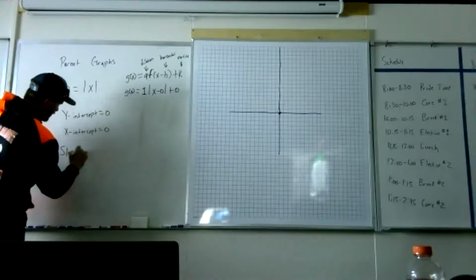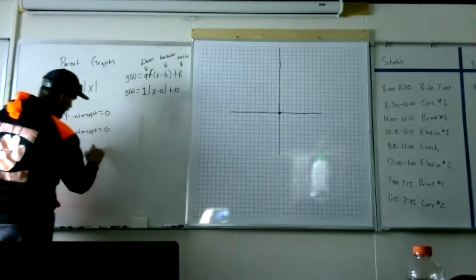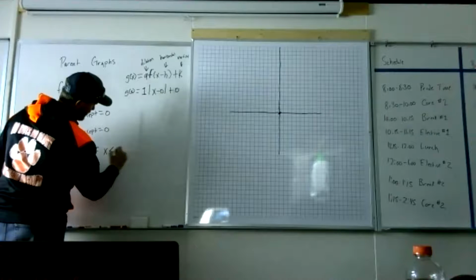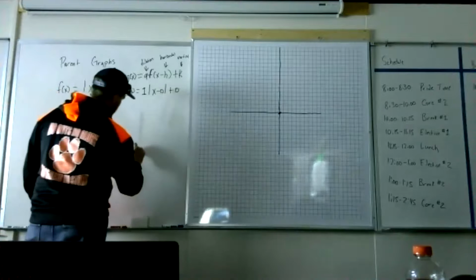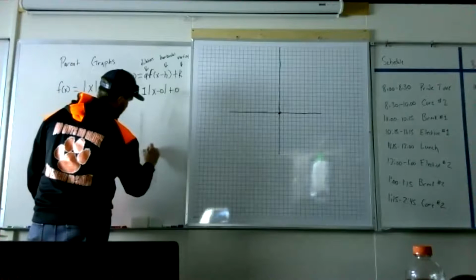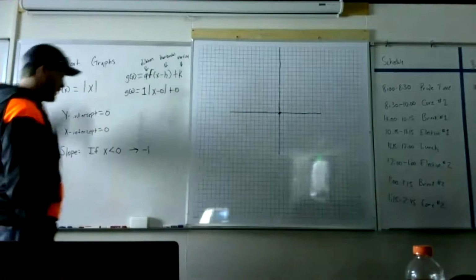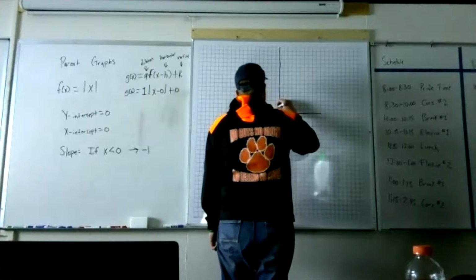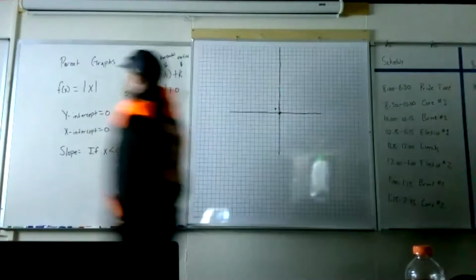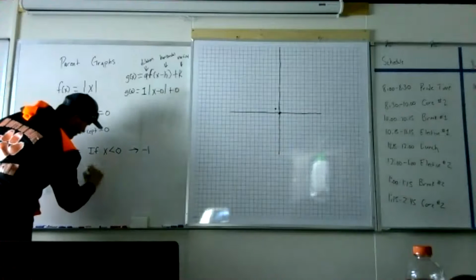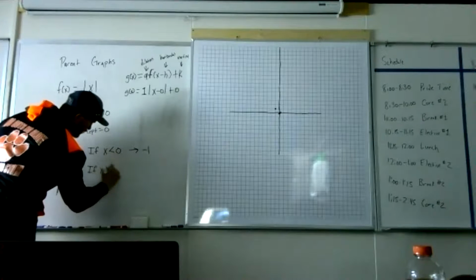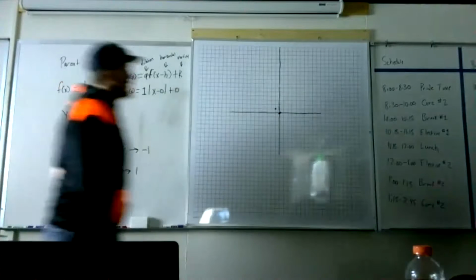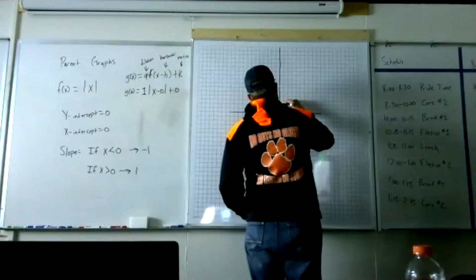So the slope: if the value of x is less than 0, the slope is -1, meaning that it's coming down. Still going to touch the point -1, 1. If the value of x is greater than 0, the slope is +1. And that's what gives you that V.